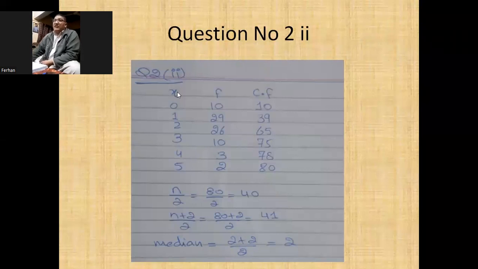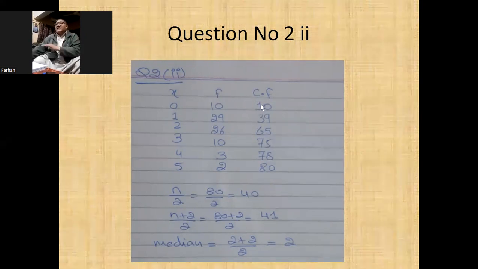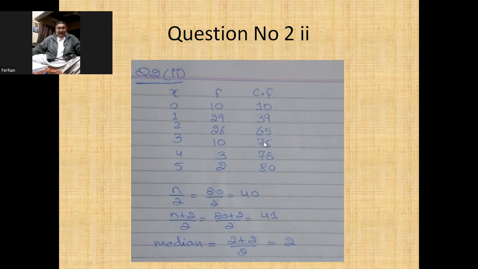The X values are given: 0, 1, 2, 3, 4, 5. The frequencies are given: 10, 29, 26, 10, 3, and 2. Then I will find the CF. The CF means the first frequency as it is. Then I will add the next one, that will make it 39. Add the next one, it will make it 65. Then add the next one, it will make it 75. Add the next, it will make it 78. Add the next, it will make it 80. So the end number of the CF is 80, because this number is even. The median means the number which is in the middle of the data.